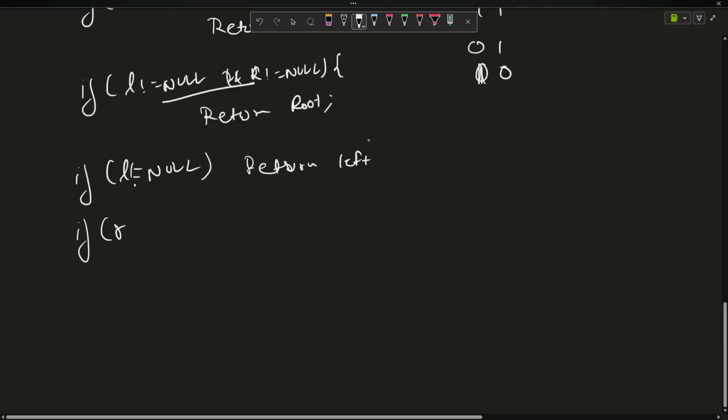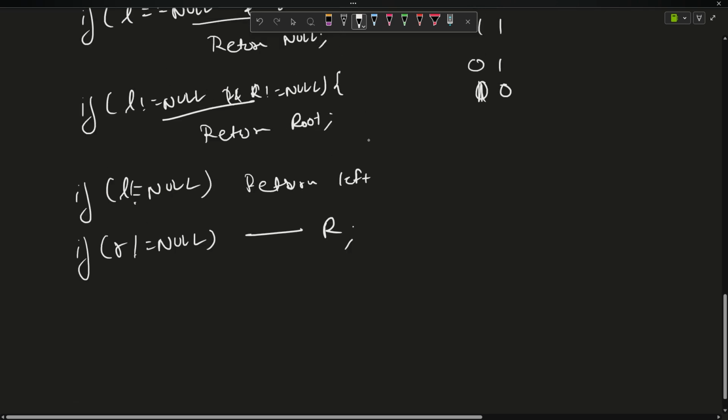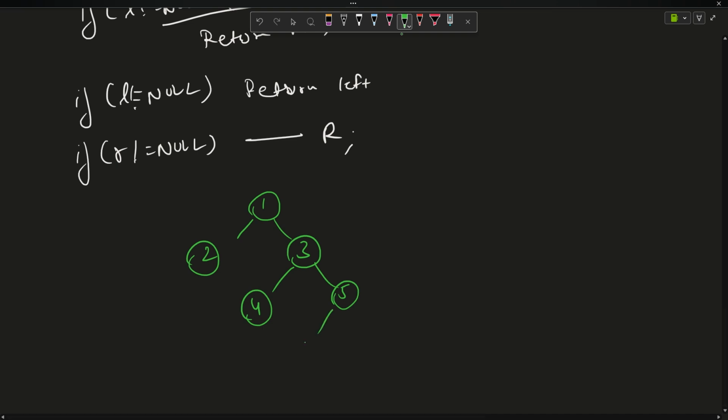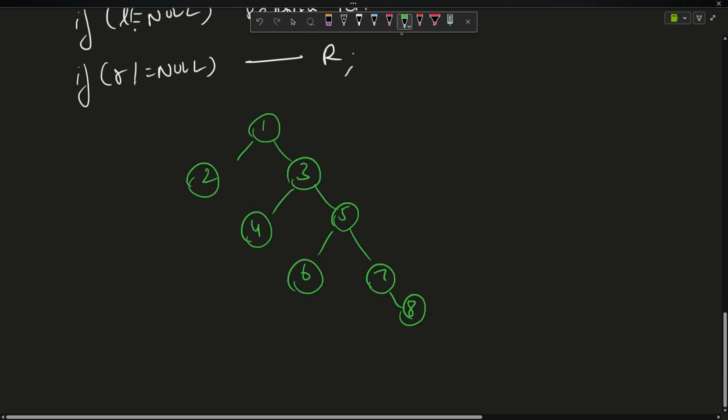Now similarly, if R is not equal to null, return R. That's all. This will give you the exact answer, right? Now my question to you is, in the same tree, that is 1 connected to 2 connected to 3 connected to 4, here 5, here 6, here 7 and here 8. If the nodes given to you were 5 and 8, will the same code work?